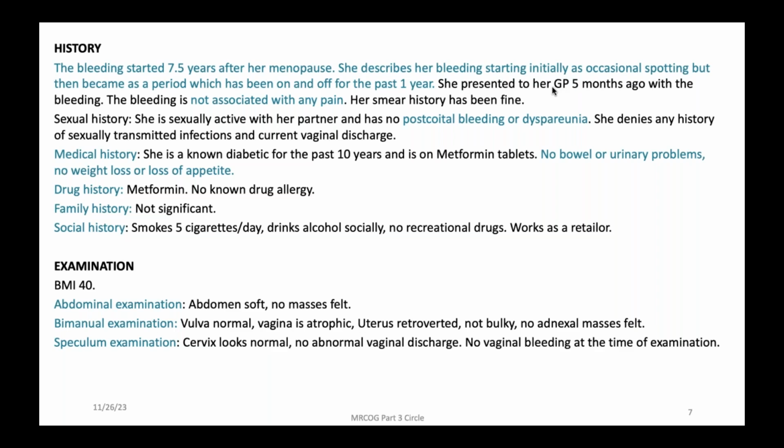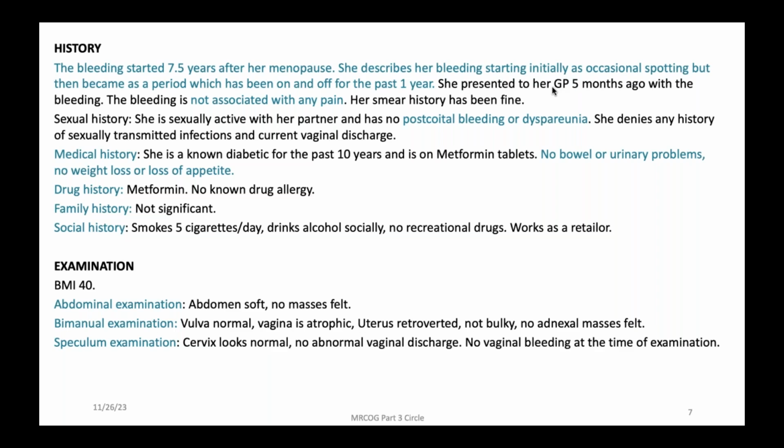Okay, you then went to the sexual history. So she's sexually active with her partner, no postcoital bleeding or dyspareunia. So you wanted to know postcoital bleeding and dyspareunia. One of your differentials, what you said it's less likely, but it was one of your differentials, STI. Just ask any abnormal vaginal discharge. Okay, any current abnormal vaginal discharge.